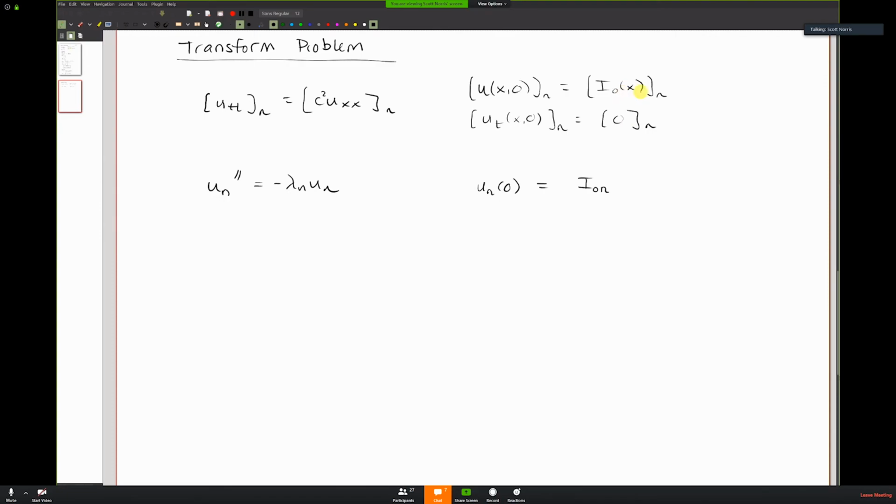This is just some function of x. I take its integral transform. I just get some number that depends on n. Okay. And then I do the same thing here. In this second row, I have another initial condition. I've got evaluation, then transform. I can do transform, time derivative, evaluation. I can change those orders of operations. And this is just going to be 0 because the transform of 0 is 0.